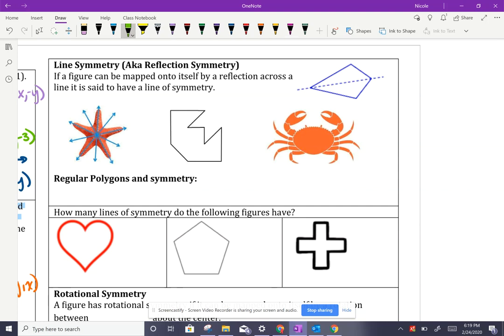The first thing we're going to talk about is line symmetry, which is also sometimes called reflection symmetry. It's when a figure can be mapped or reflected onto itself and make the same image. Like butterfly wings, when you fold a butterfly in half, the wings match up perfectly to the other side. So it's reflecting onto itself across a line that is said to have a line of symmetry.